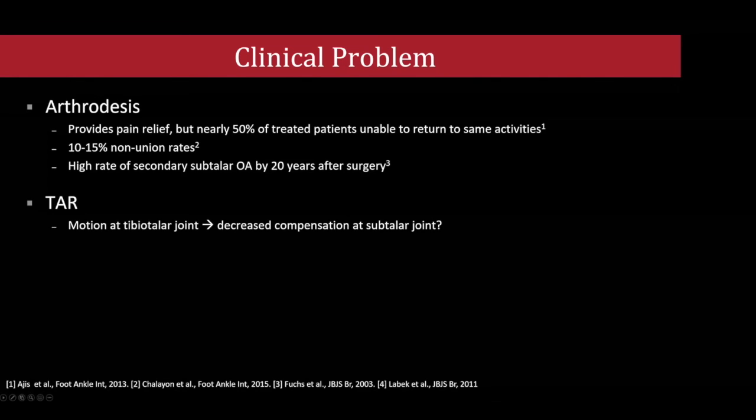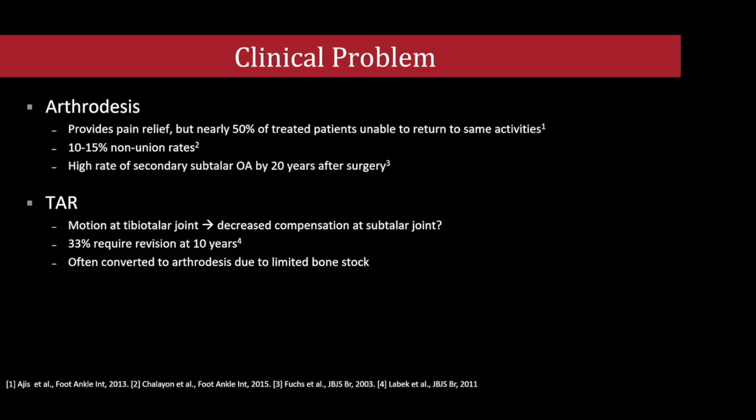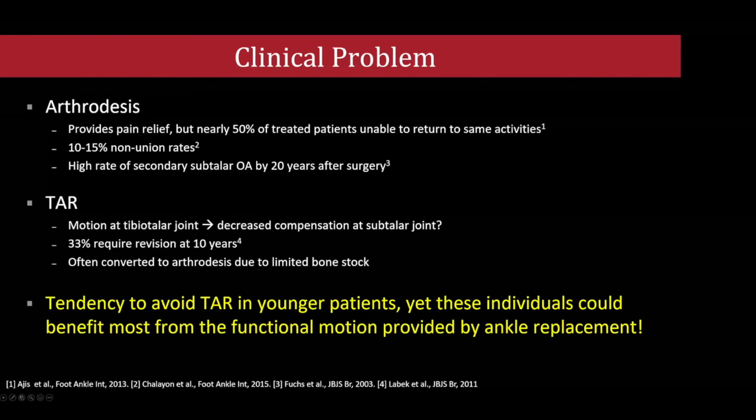TAR preserves motion at the tibiotalar joint, which theoretically should decrease compensation at the subtalar joint. However, it has a fairly high revision rate at 10 years. And many of these patients are converted to arthrodesis due to limited bone stock. So overall, there's a tendency to avoid TAR in younger patients, yet these individuals could perhaps benefit the most from having that function of motion provided by total ankle replacement.